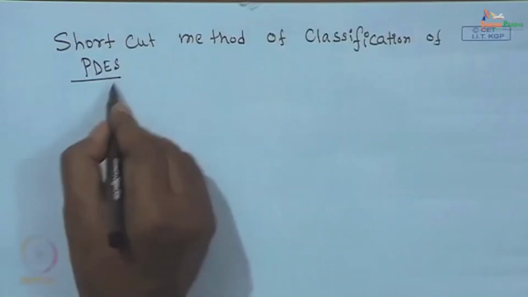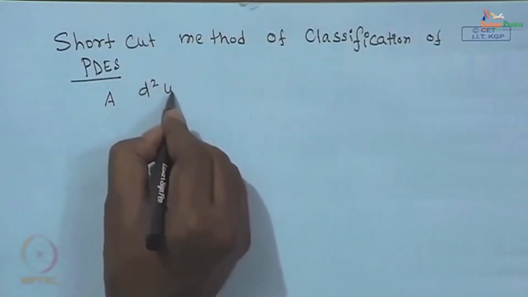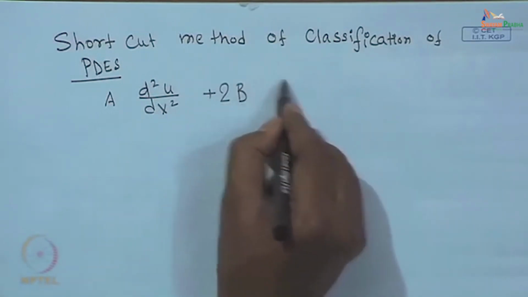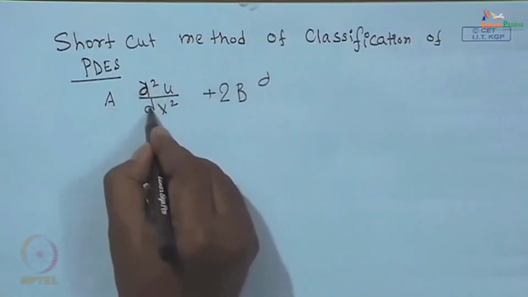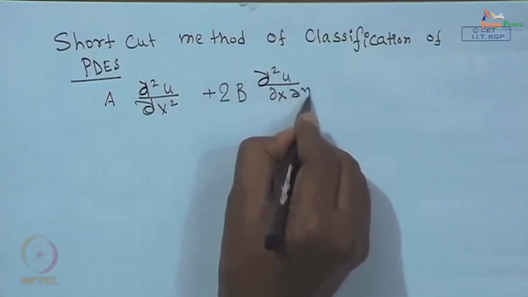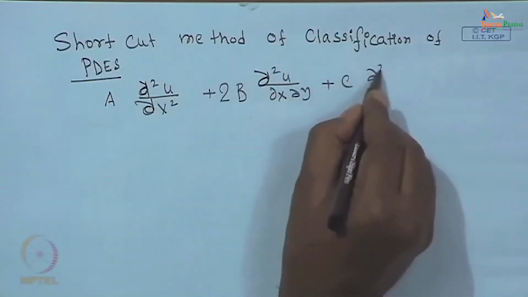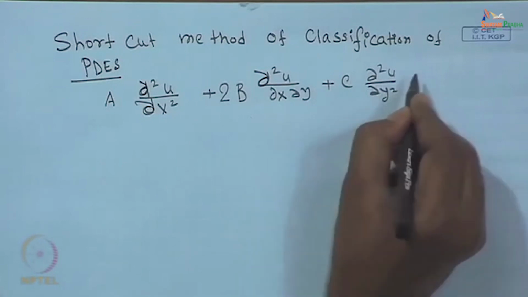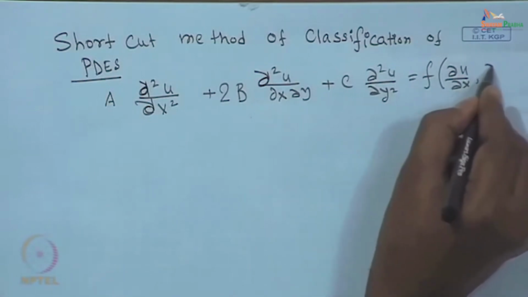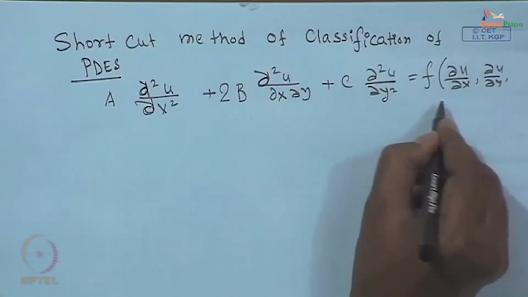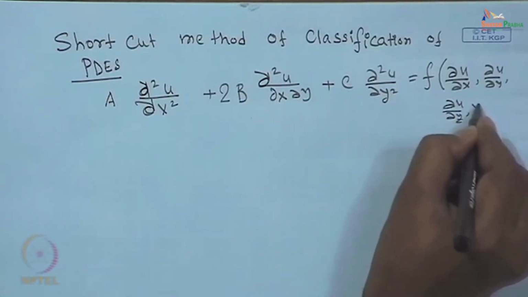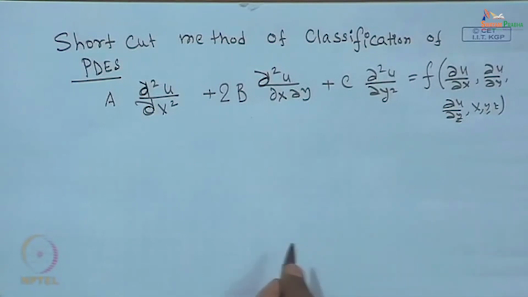This is basically a d square u dx square plus 2b del square u del x del y plus c del square u del y square is equal to some function of u, del u del x, del u del y, maybe x, y, z, or any kind of form.